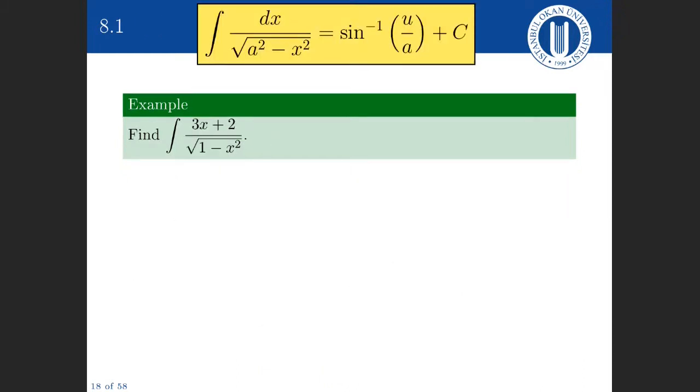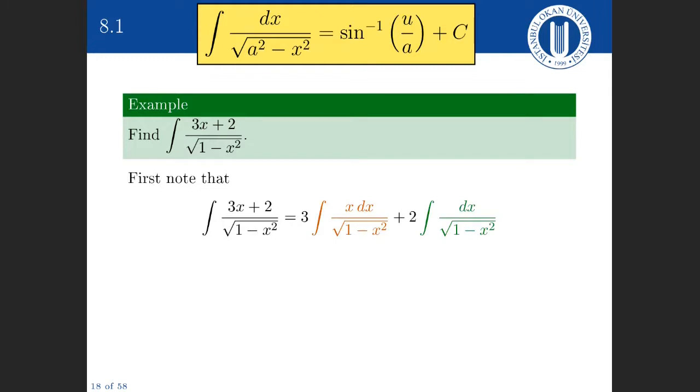Find the integral of 3x plus 2 divided by the square root of 1 minus x squared. Again, there's a mistake here. There should be x just here. Now, first note, we can split this up into 2 integrals. 3 times the integral of x divided by the square root of 1 minus x squared, plus 2 times the integral of 1 over square root of 1 minus x squared.